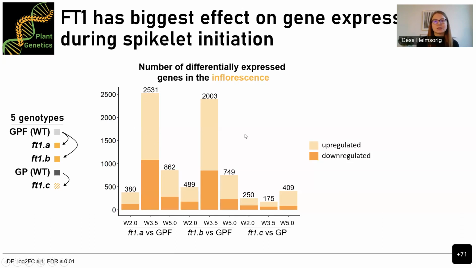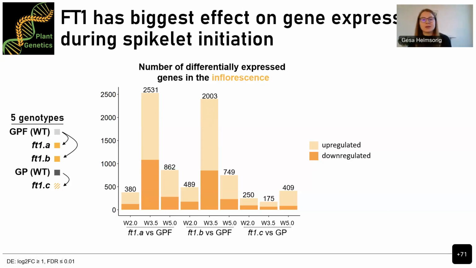In general, we can see that more genes are upregulated in the mutants than downregulated. And what we can also see is that in the Golden Promise Fast background mutants, we have an increased number of differentially expressed genes at budding stage 3.5, so during spikelet initiation.